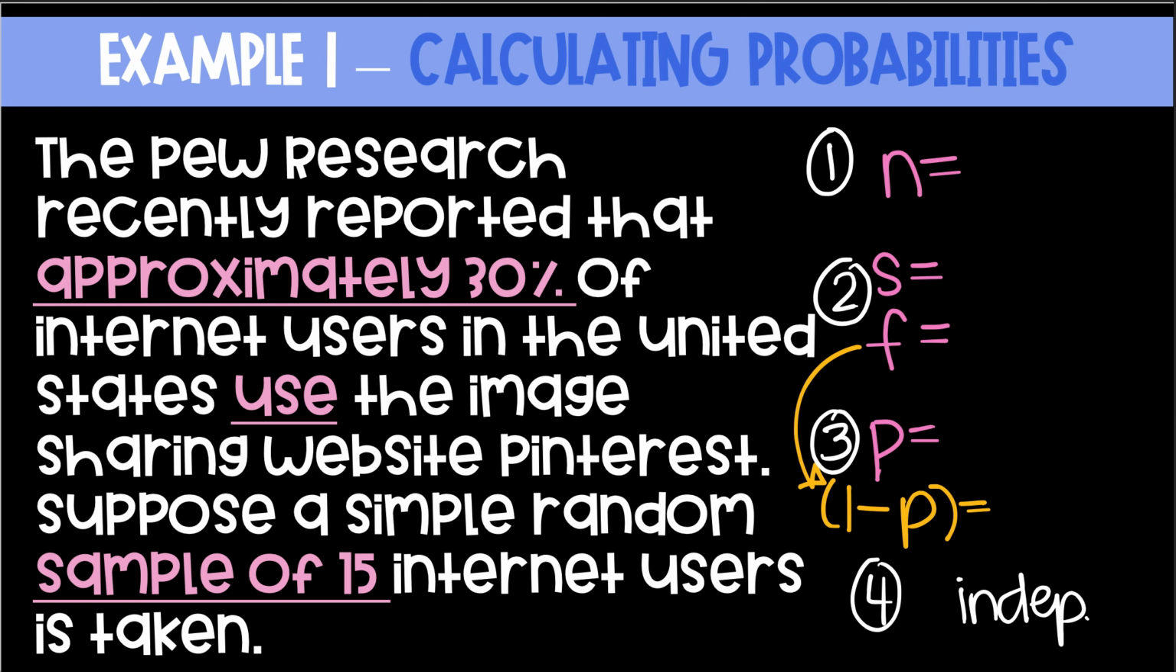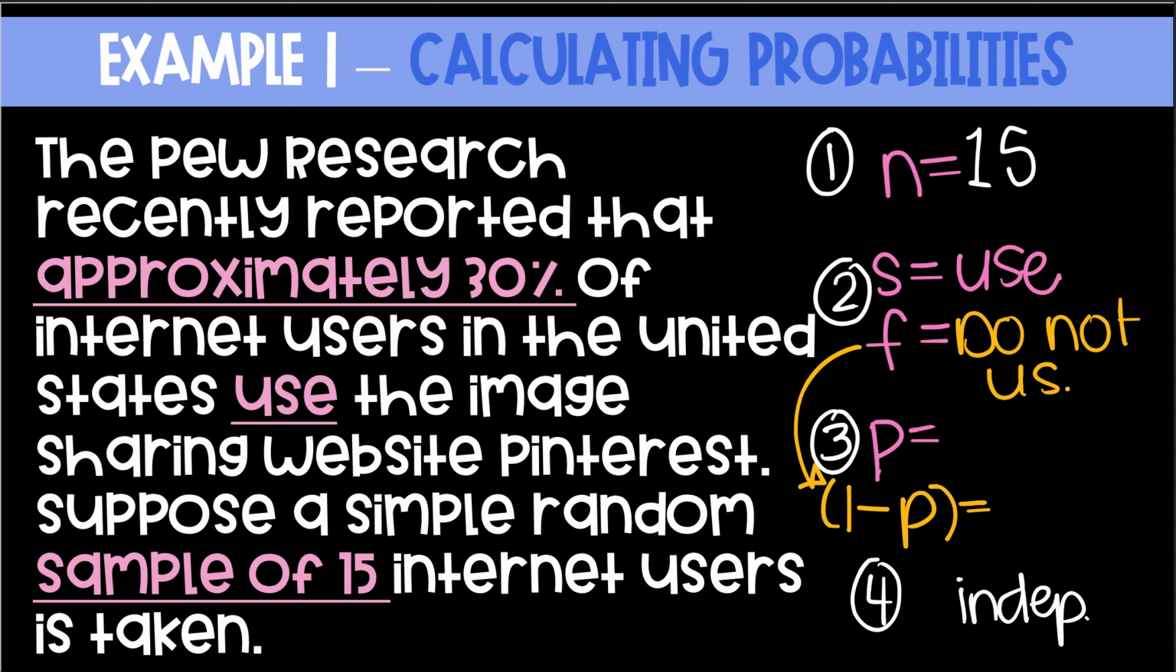Is this a fixed number of trials? We're conducting a sample of 15 internet users. Yes. Are there well-defined success and failure cases? In this case, what will be considered a success? That those internet users used Pinterest. So the fact that they use Pinterest. The failure will be that they do not use Pinterest. I guess you could also say user, not user of Pinterest.